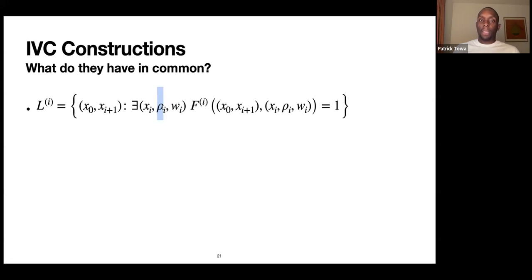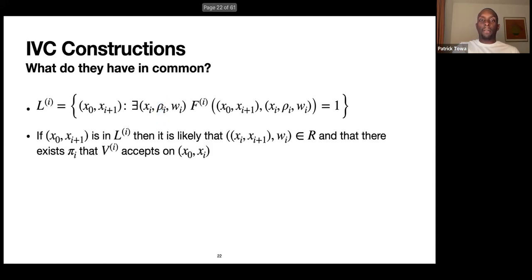And so, for instance, we're going to see what rho is. The rationale is that if x_i with x_0, and x_{i+1} with x_0 are in this language, then the constructions guarantee that you have done one step of the IVC correctly, and it's also very likely that the verifier of the previous step would accept.